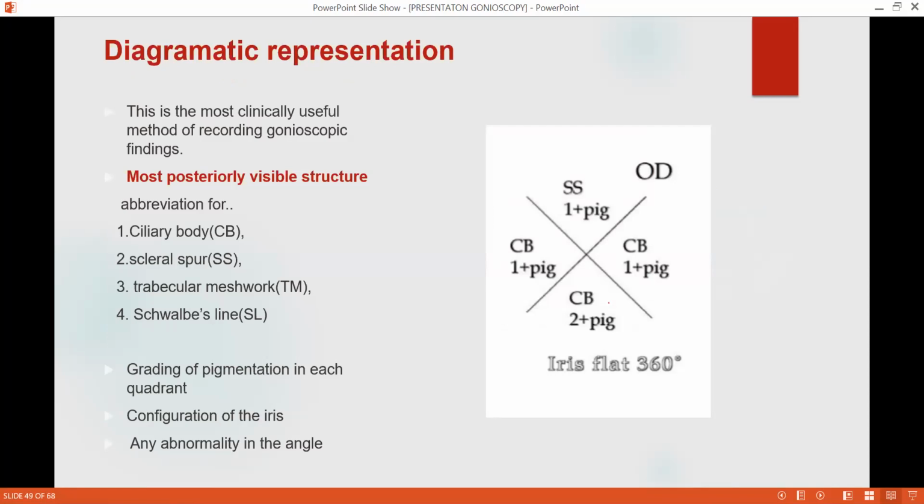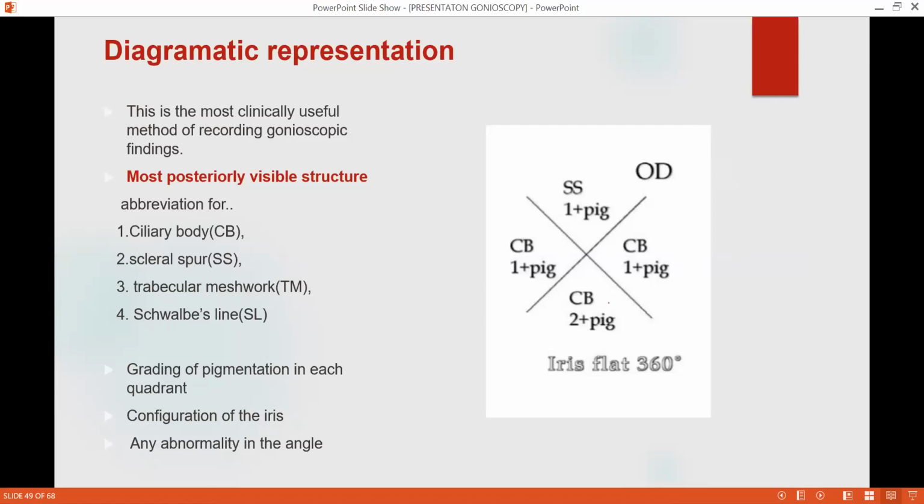So if you are performing a gonioscopy, how will you represent it diagrammatically? It is very important, and a standard methodology is followed. You need to put a symbol of a cross representing each quadrant. The posterior-most visible structure you need to document, and the abbreviations are ciliary body CB, scleral spur SS, trabecular meshwork TM, and Schwalbe's line SL.